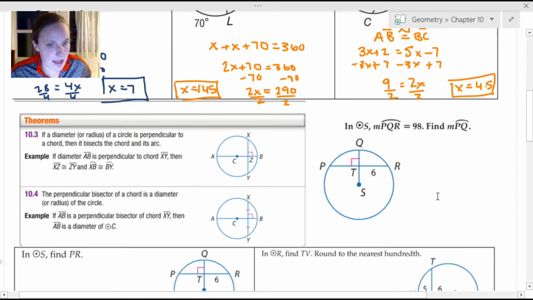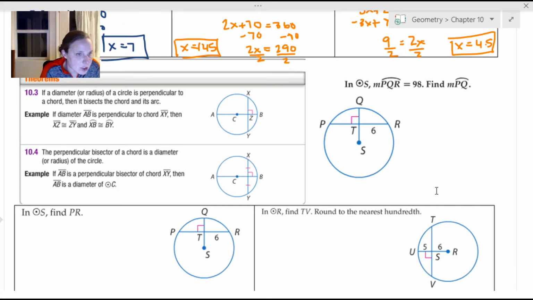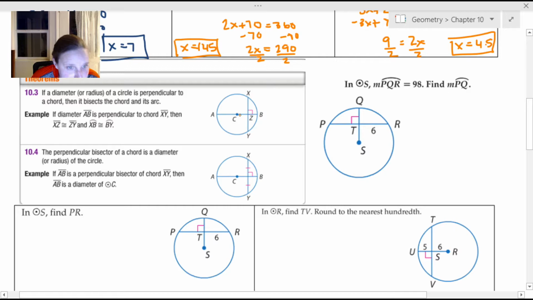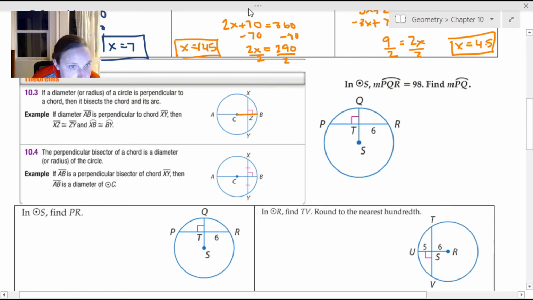All right. This one's a little trickier. It says, if the diameter or radius of a circle is perpendicular to a chord, then it bisects the chord and its arcs. So this radius, CB, is the radius, and it's bisecting this chord. I'm going to call it XY. It bisects it, so it's creating two congruent segments here. So XZ is going to be congruent to YZ, but also arcs.